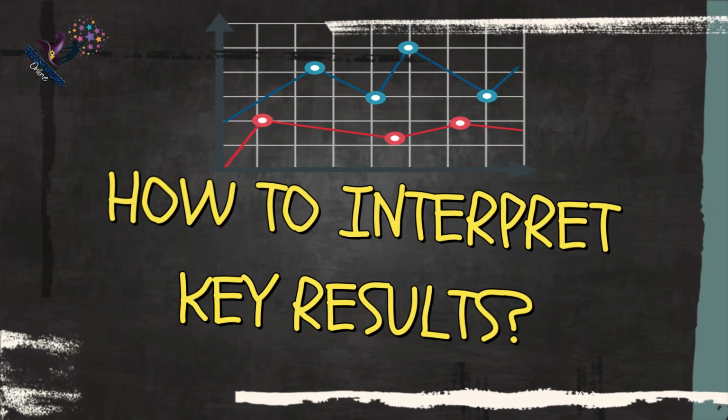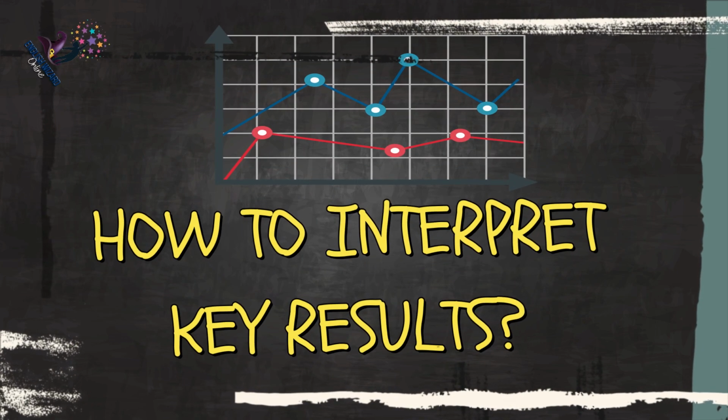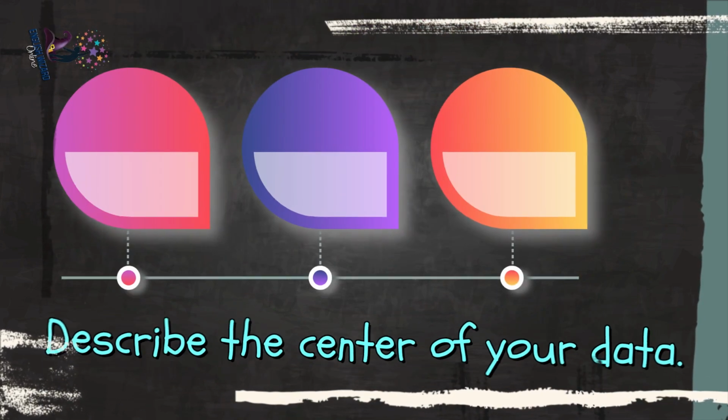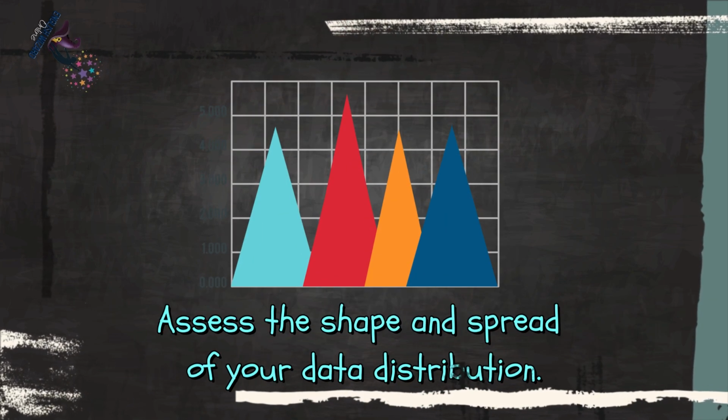In order to interpret the key results for descriptive statistics, you need to describe the size of your sample, describe the center of your data, describe the spread of your data, and assess the shape and spread of your data distribution.